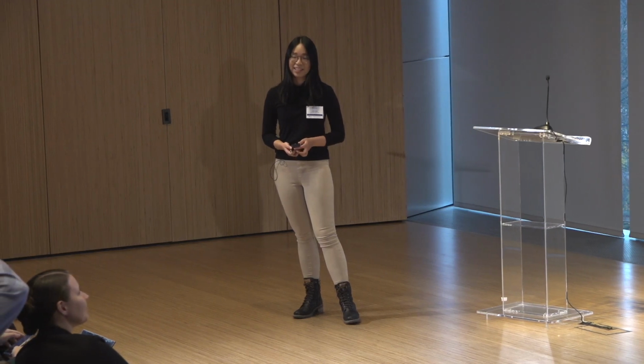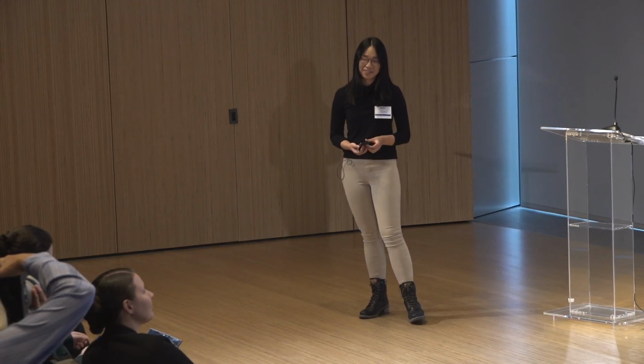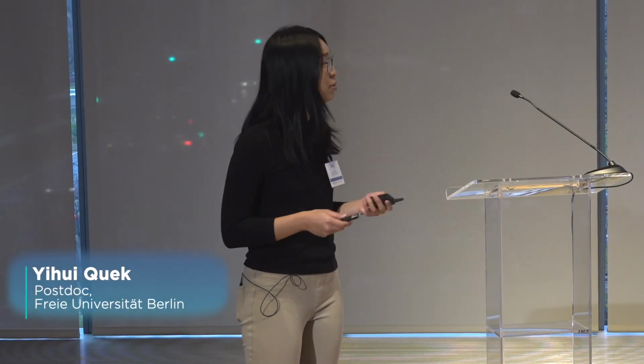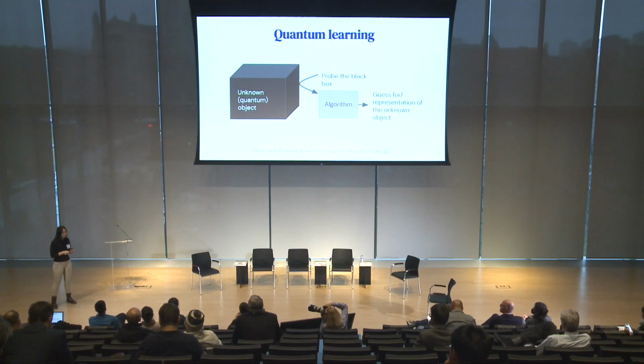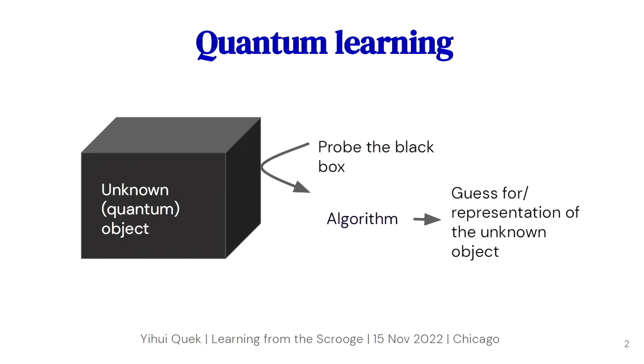So let's just first define what quantum learning is. As an abstraction, I would say that quantum learning is a term that you can use for any situation that involves an unknown quantum object which you are allowed to probe. Computer scientists always like to think of unknown objects as black boxes because you can't really see them, except for very specially designed probes. So what you do in such a situation is you send in probes to the black box, and the black box returns you some kind of answer to your probes. And then you pass these answers into an algorithm, which does some kind of processing on them and then returns a representation of the unknown object.